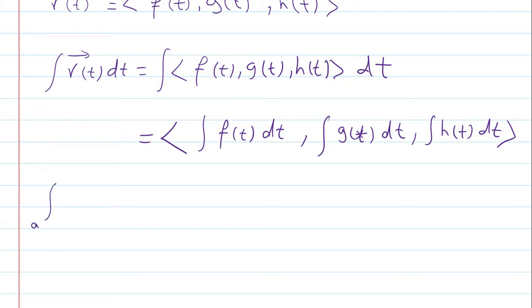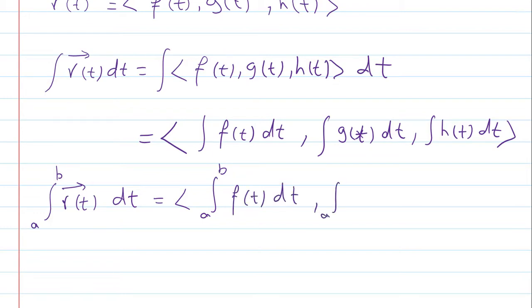So if we are integrating from a to b of r of t dt, we do it also component wise: the integral from a to b of f of t dt, the integral from a to b of g of t dt, and then the integral of h of t from a to b dt, and we apply all rules that we know of definite integrals, since f of t, g of t, h of t are scalar functions.